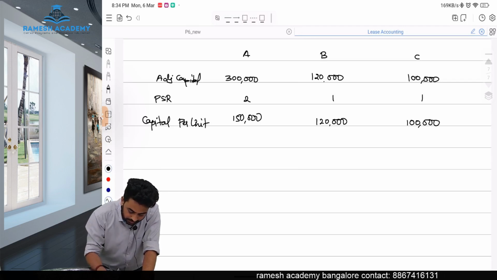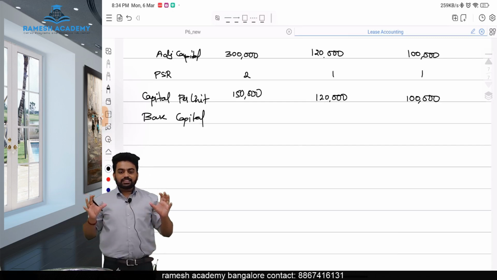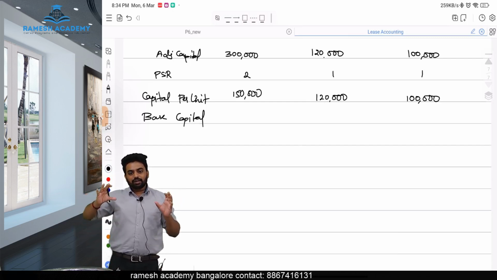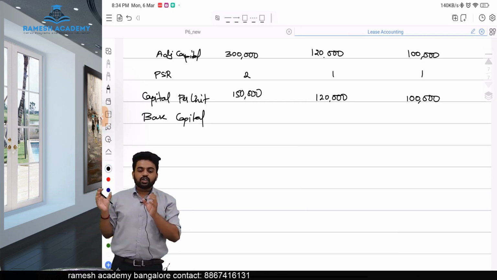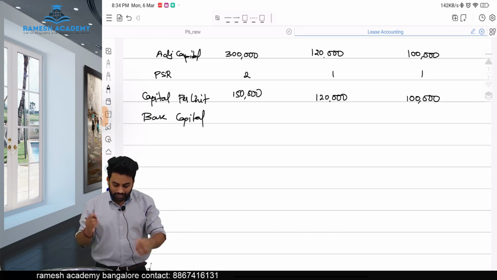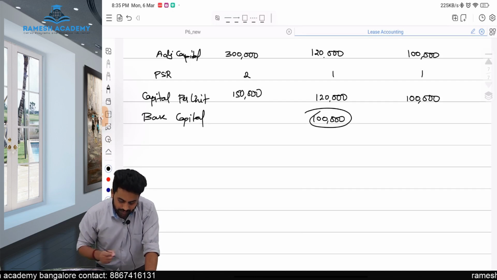Now we have to take the base capital. Base capital is nothing but the lowest among all the capital per unit. That is 1 lakh rupees. Base capital is how much, sir? Base capital is 1 lakh rupees.